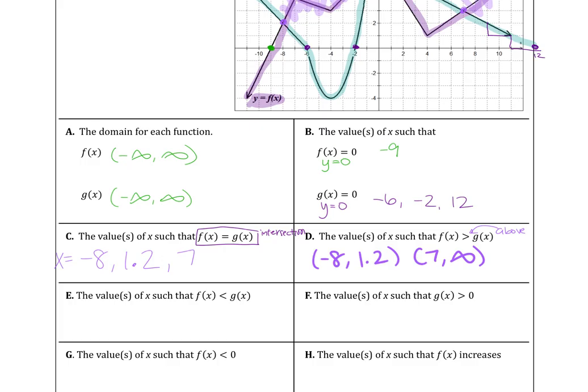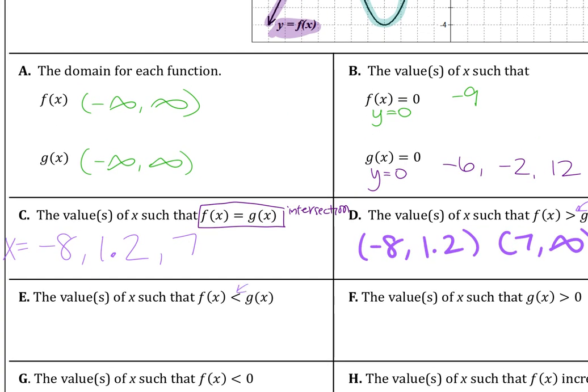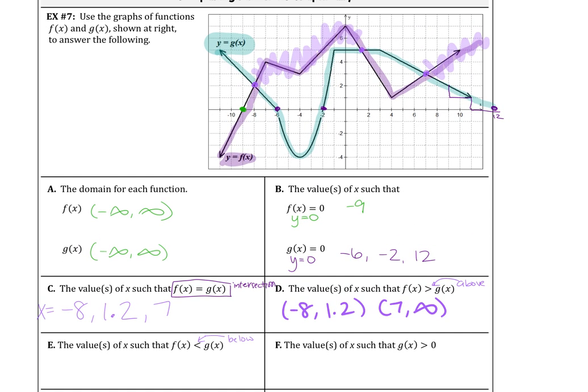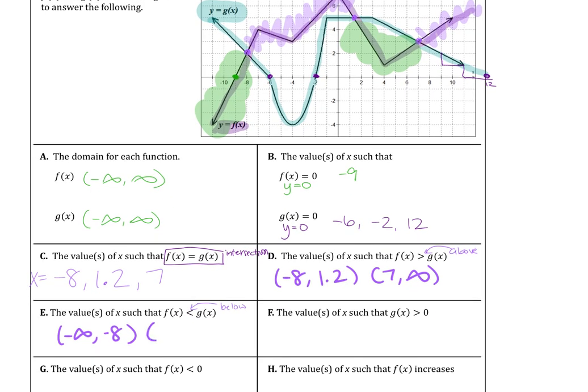Our next one is asking where it's below. So f is below g. F is below g down here and here. Okay, so that's from negative infinity to negative 8 and 1.2 to 7. Okay. Good stuff.